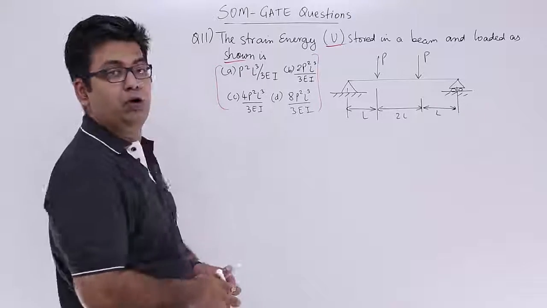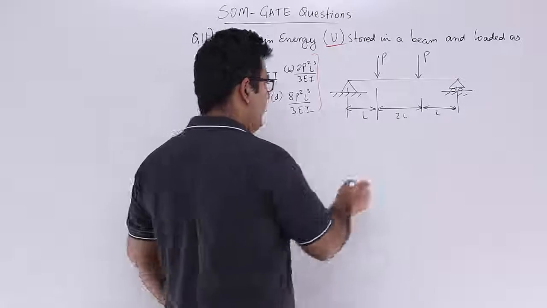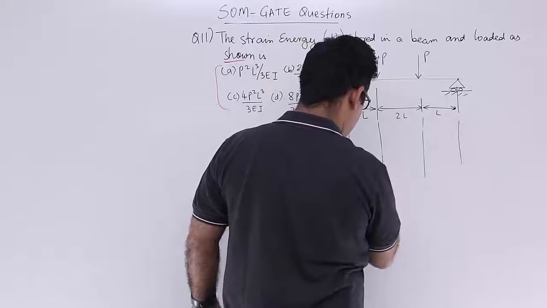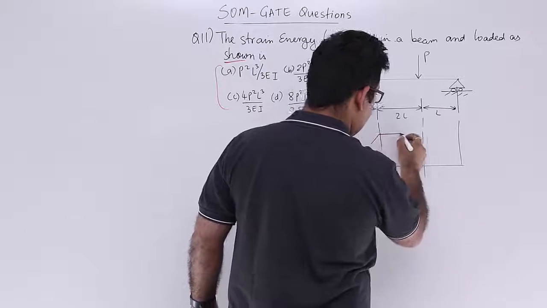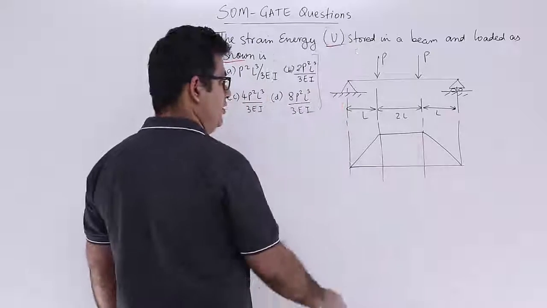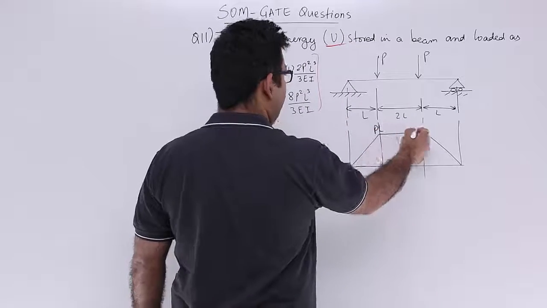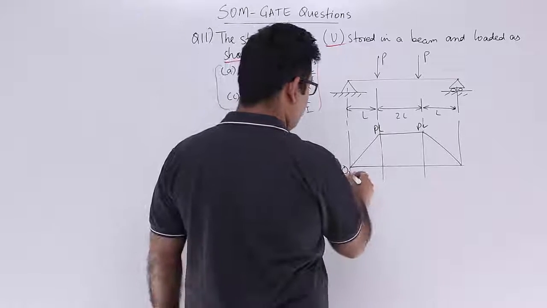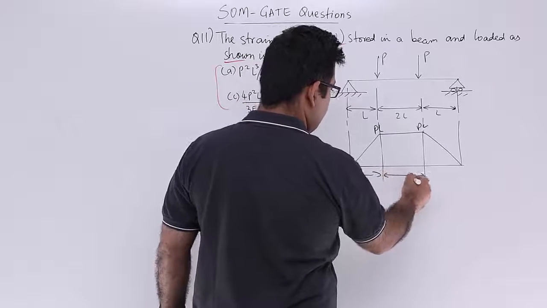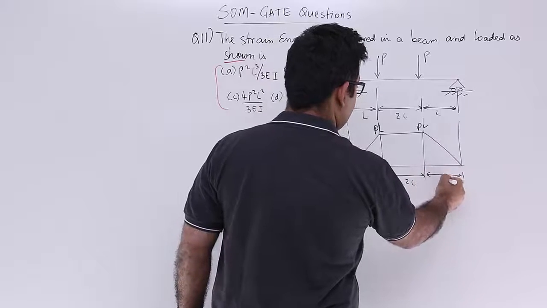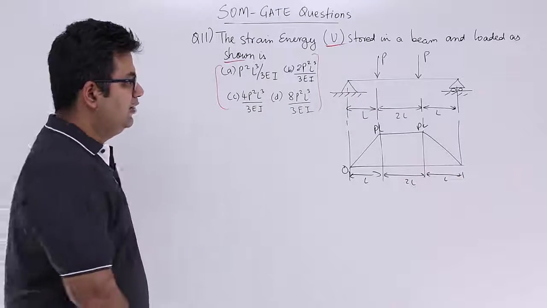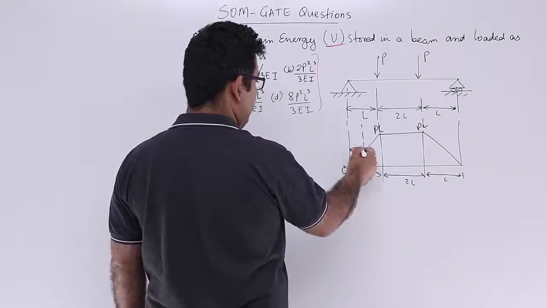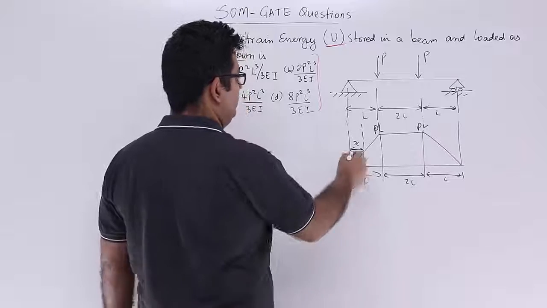Let's first of all draw a very simple bending moment diagram for this. This is how you will get the bending moment diagram: 0 over here and P into L over here. This distance is L, this is 2L, and this is L again. Let me take a distance x over here.